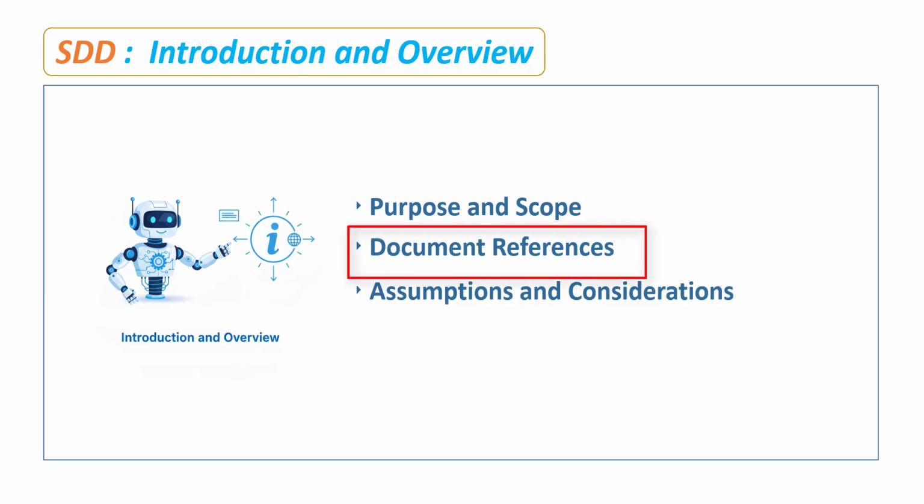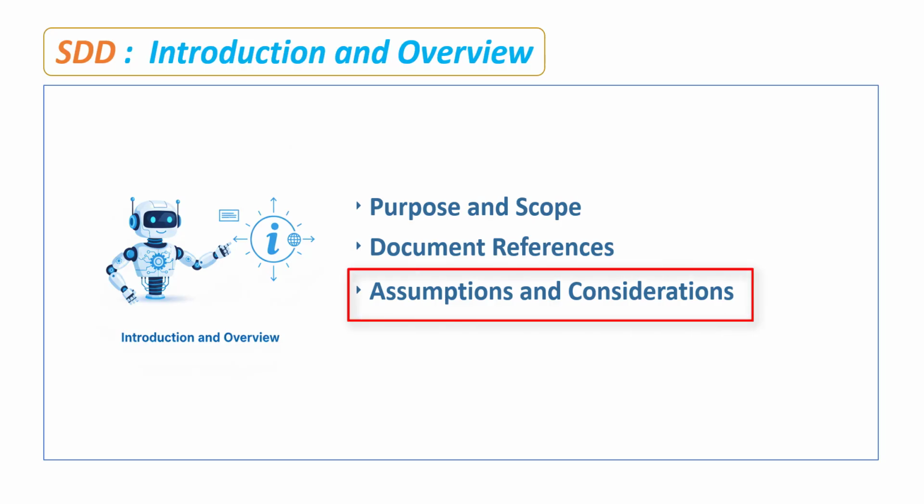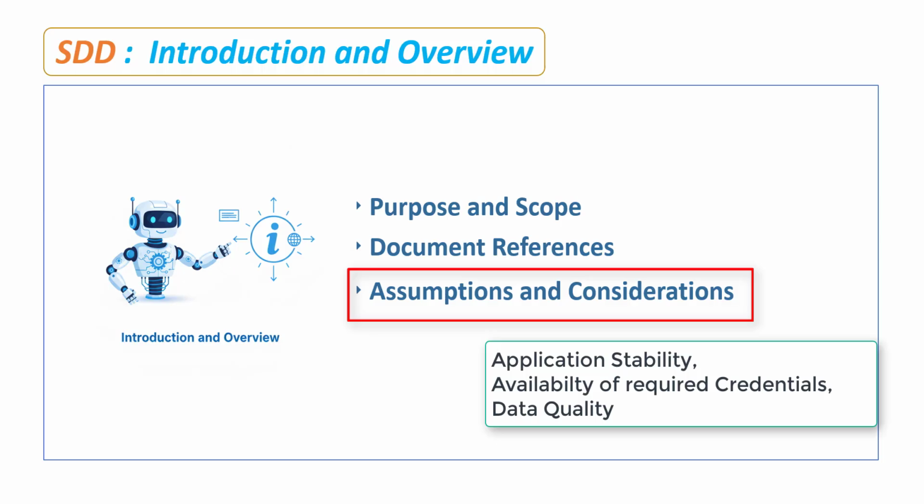Whereas Document Reference subsection links to the supporting documents, most importantly the Process Design Document PDD, which details the as-is process. Assumptions and Consideration section is a list of all technical, business, and operational assumptions made during the design. For example, application stability, availability of required credentials, and data quality.